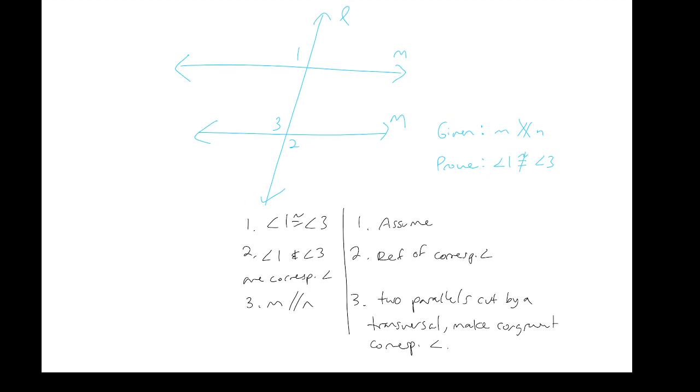So what we've done effectively is shown a contradiction, right? That if 1 is congruent to 3, then m has to be parallel to n. Therefore, contrapositively, if m is not parallel to n, then 1 cannot be congruent to 3. All right? So proving what something is by proving what it is not.